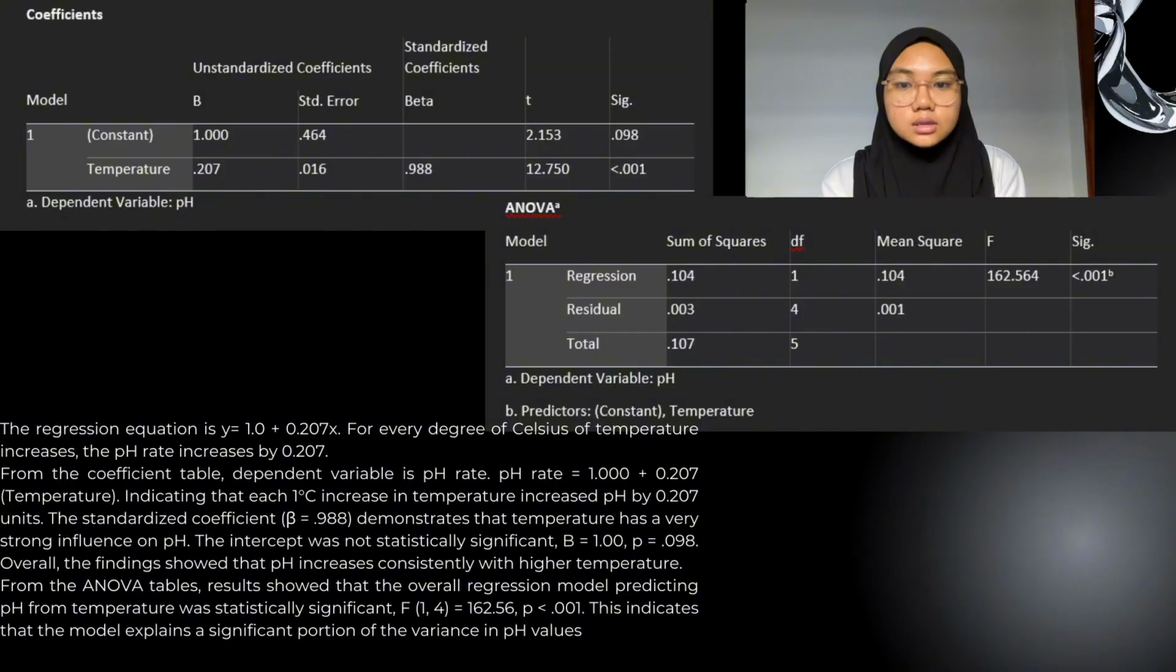Overall, the findings showed that pH increases consistently with higher temperature. From the ANOVA table, the results showed that the overall regression model predicting pH from temperature was statistically significant, F equals 162.56, p less than 0.001. That indicates that the model explains a significant portion of the variance in pH values.